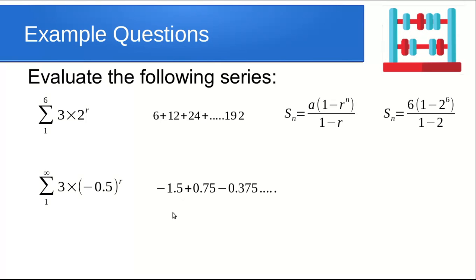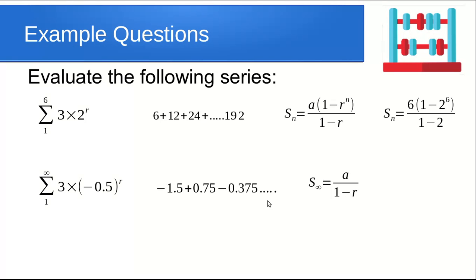Think of the first 3 terms once again. We just have minus 1.5 plus 0.75, because when you do an even power you're going to get a positive value, minus 0.375, so on and so forth. And that's going on to infinity. So we need the sum to infinity formula.